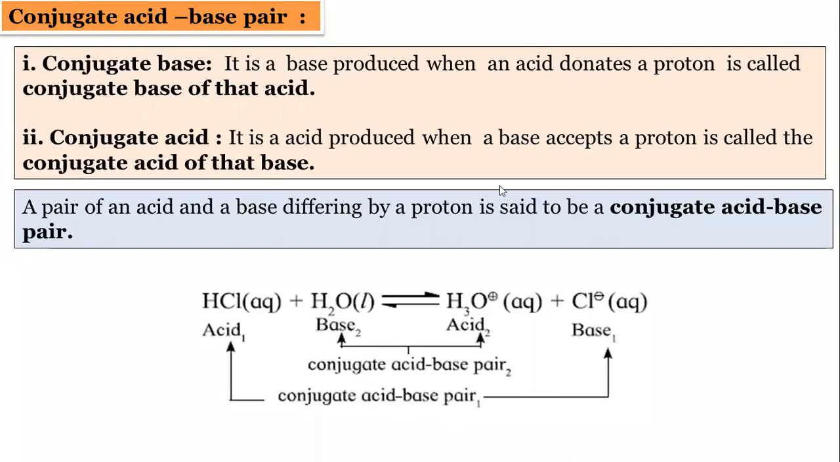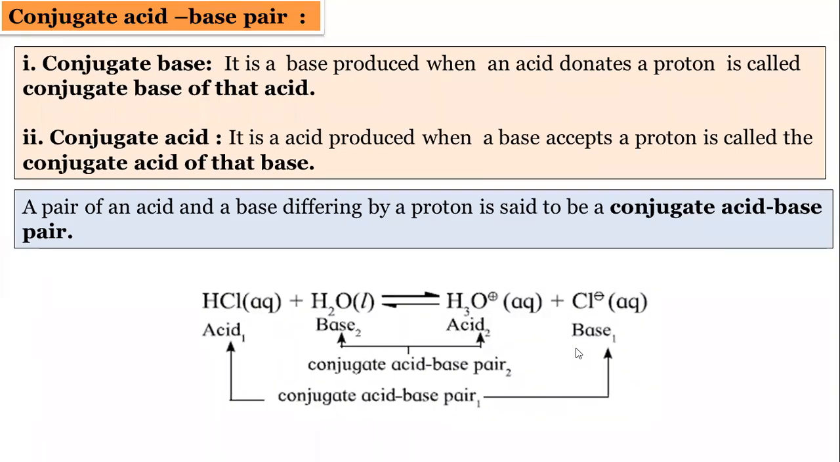So the conjugate base is produced when an acid donates a proton, and the conjugate acid is formed when a base accepts a proton. So a pair of an acid and base is a conjugate acid base pair. It is actually the pair of acid and base, only there is a difference of one proton, remember.